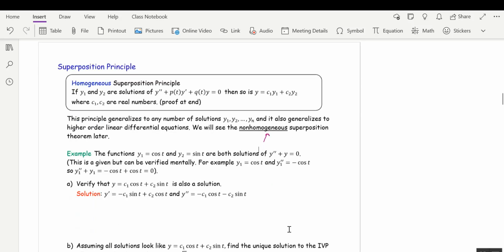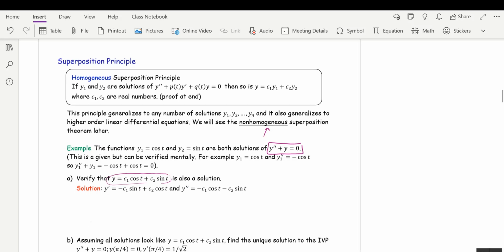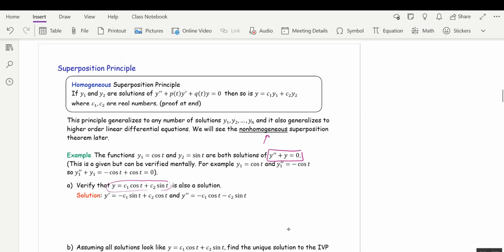So I've got a homogeneous linear second order differential equation here, y double prime plus y equals 0. I'm stating as a fact that cosine t and sine t are both solutions. Now I'm stating that, but you could easily check it. So we've got 2 solutions. We're going to verify that any linear combination of this form is also a solution. In order to verify that, we have to compute y prime because we need y double prime, and we can't get to y double prime unless we go through y prime.